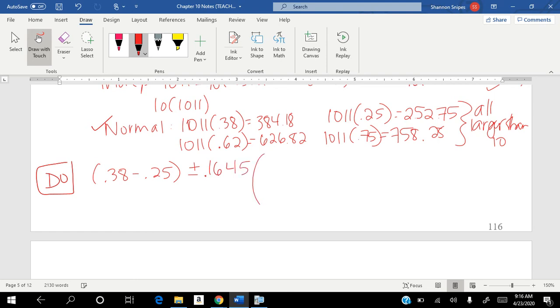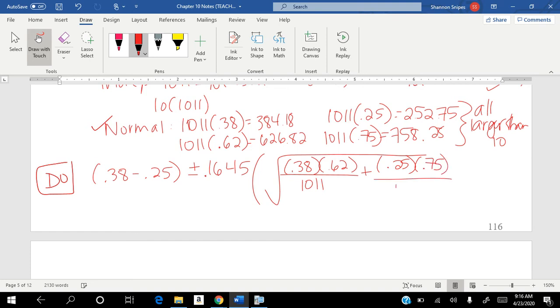Times the standard error. So that's that big old square root thing. 0.38 times 0.62 over the first sample size. All right, and our second successes, 0.25, or second proportions, 75 over the sample size. All right, so if you'll pause for just a second and see if you can type that in your calculator and you can get this interval.